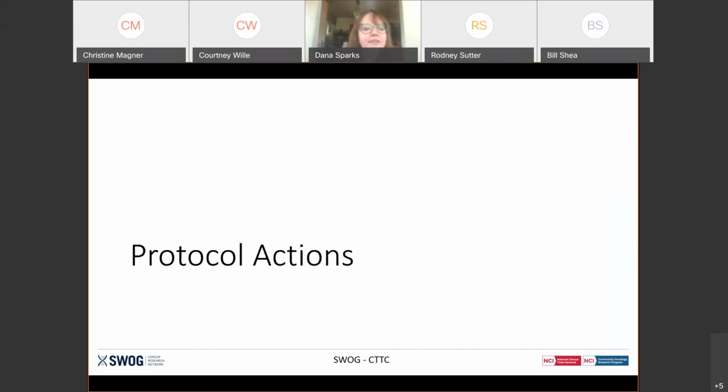Once a study is activated, there are several actions that can take place on a protocol. Next slide.